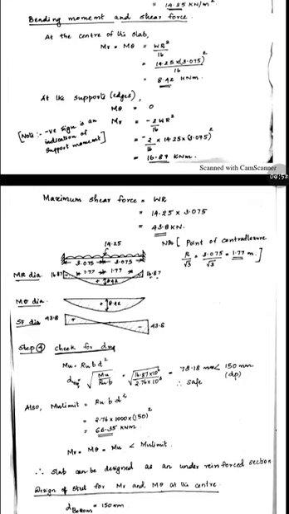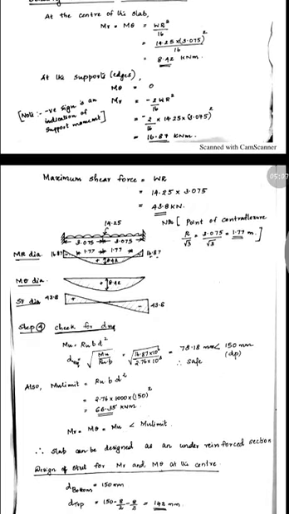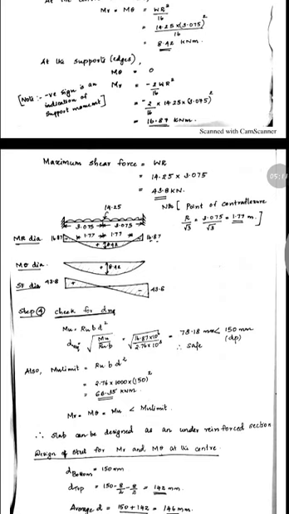Please remember that negative sign shows that this moment is happening at the support. That's why it is negative. No need to consider this negative sign in the calculation part. So Mr equal to 16.87 kilonewton meter. And we have to find out the maximum shear force, W into R. That's it. Just write down all these things by marking in a diagram.